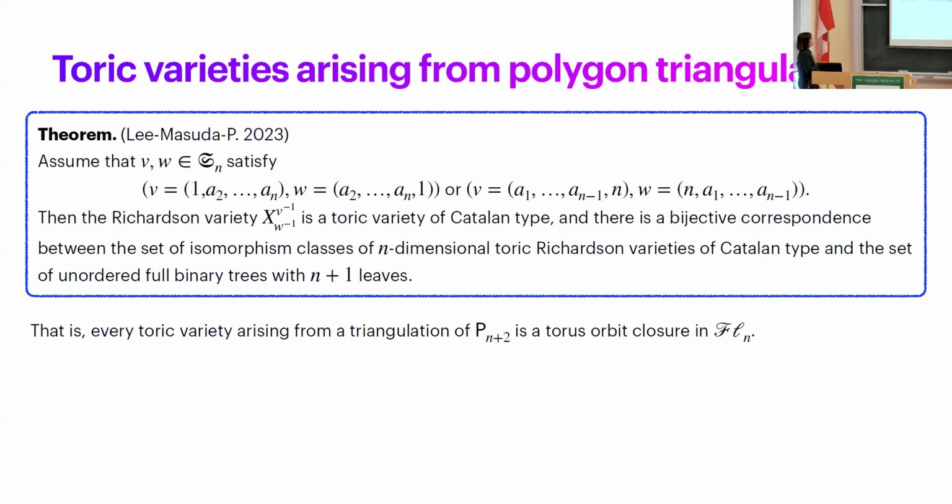With Eunjeong and Professor Masuda, we showed that if we assume v and w are of this form, then the Richardson variety X_{v^{-1}w^{-1}} is a toric variety arising from a triangulation, and all toric varieties of triangulations appear as a torus orbit closure in a Richardson variety of this form. So there is some correspondence between the toric Richardson varieties and the set of unordered binary trees with n+1 leaves.